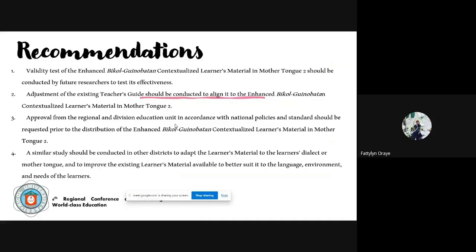Lastly, a similar study should be conducted in other districts to adapt the learner's material to the learner's dialect or mother tongue and to improve the existing LMs available to be better suited to the language environment and needs of the learners. This study is a great example of the collaboration among teachers in improving existing materials to suit the needs and aid in the teaching and learning process.